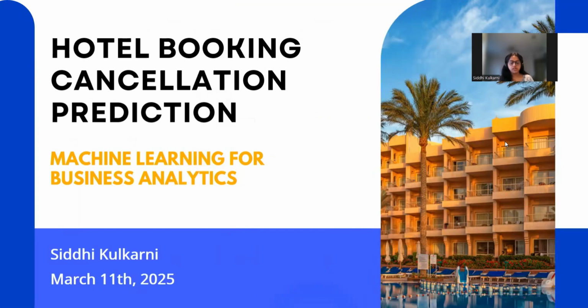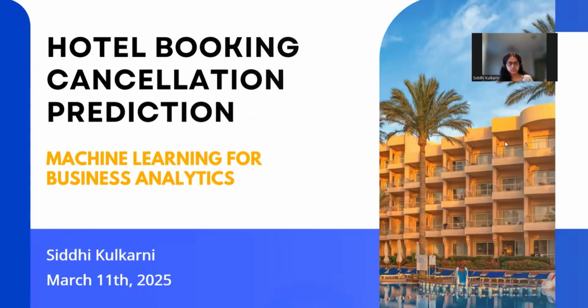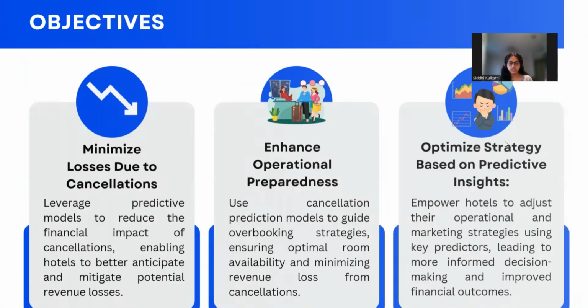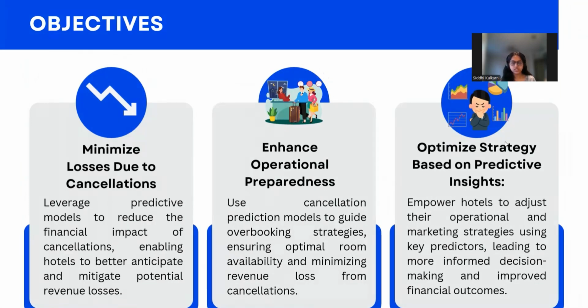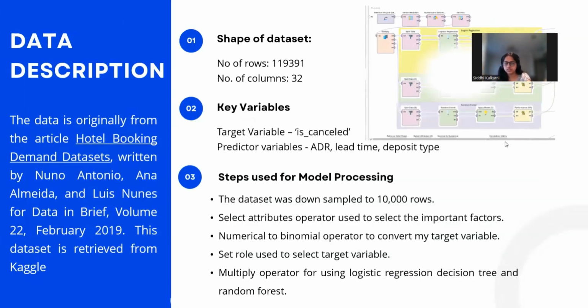So this is my presentation for hotel booking cancellations, which I gave in my course. It gave you the objectives. The important objectives for this project were to minimize losses during cancellations, to enhance operations and optimize strategy. So if you already have the predictions beforehand, it'll be easier for us to make a strategy based on that, give incentives to people who are about to cancel, and have other strategies to not have a lot of cancellations or to reverse our losses.